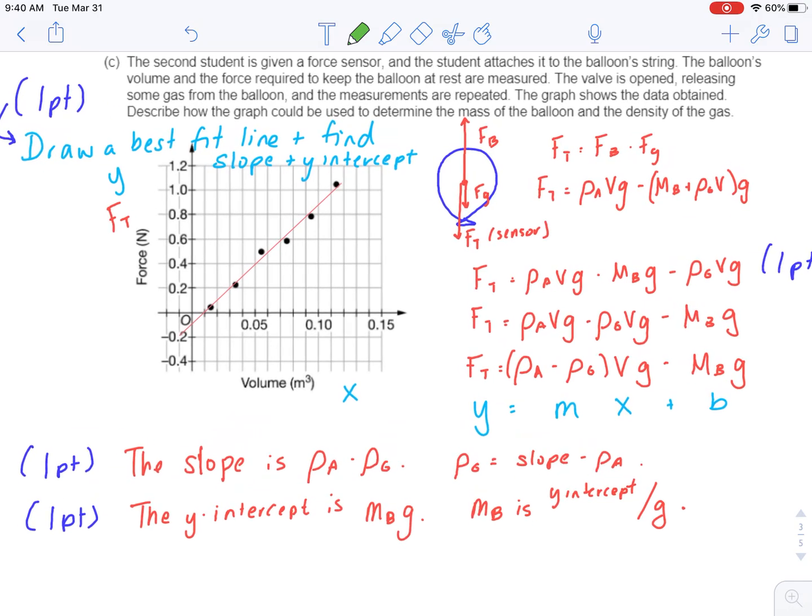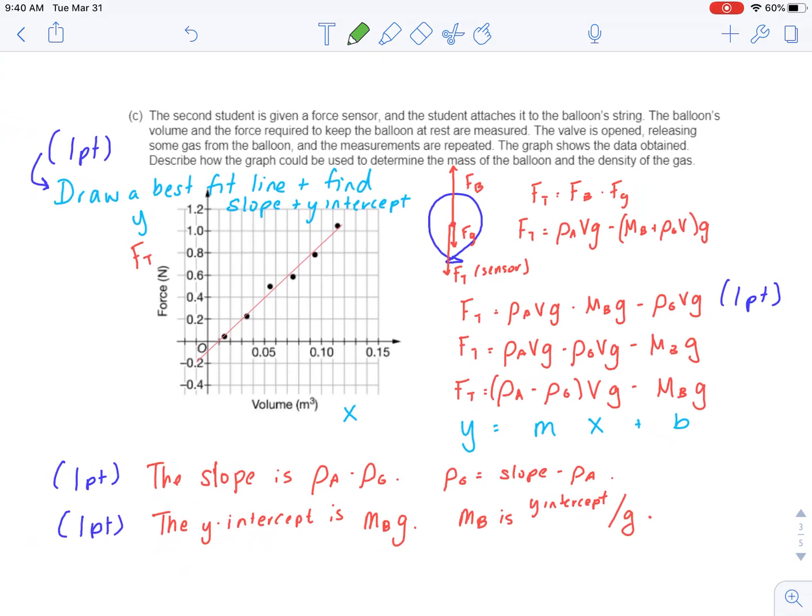So here's an alternative way to do the experiment. A second student is given a force sensor, and the student attaches it to the balloon's string. The balloon's volume and the force required to keep the balloon at rest are measured. The valve is opened, releasing some gas from the balloon, and the measurements are repeated. The graph shows the data obtained. Describe how the graph could be used to determine the mass of the balloon and the density of the gas.